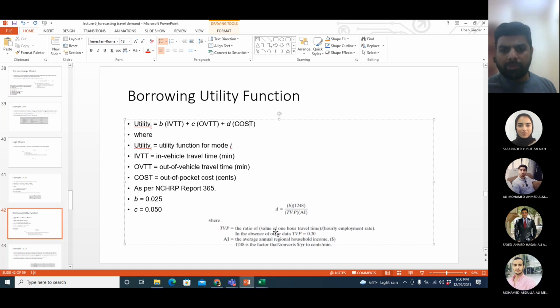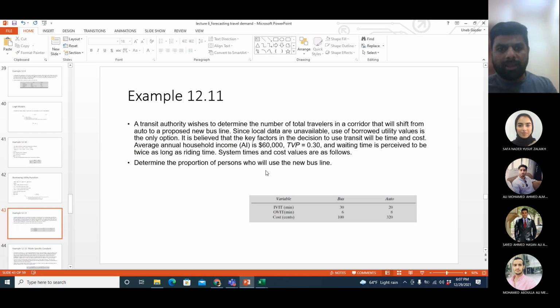So TVP is the value of 1 hour of travel time divided by the hourly employment rate, again for that zone, and AI is the average household income for that zone, and B and C, you can take the standard values. Okay, so we have a transit authority who want to find out the total travelers in a corridor. Corridor means a route, that will shift from auto to the new proposed bus line.